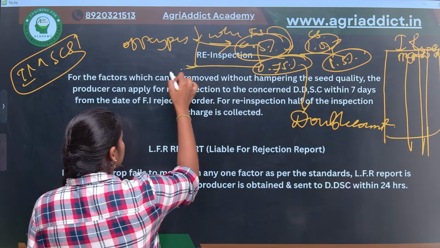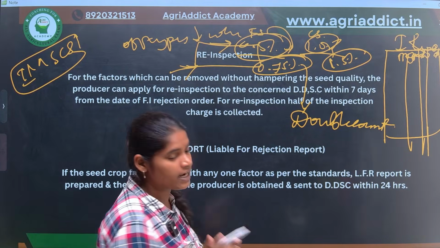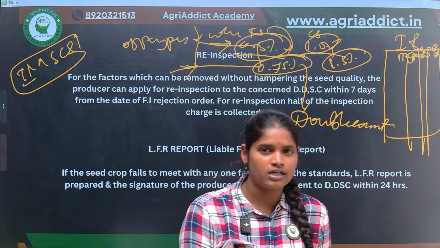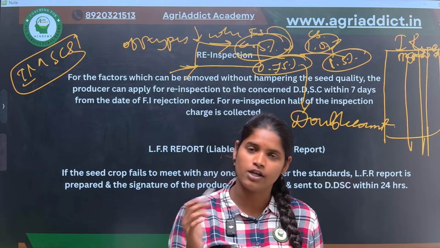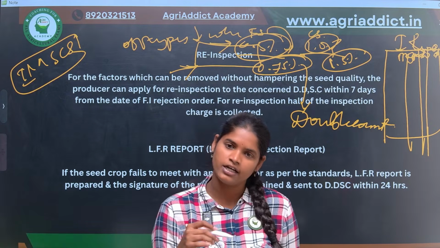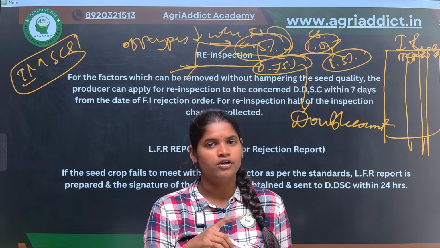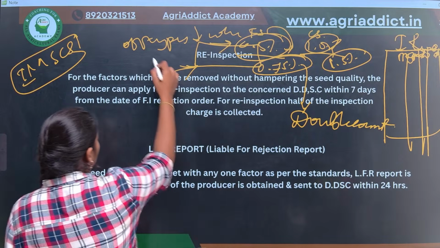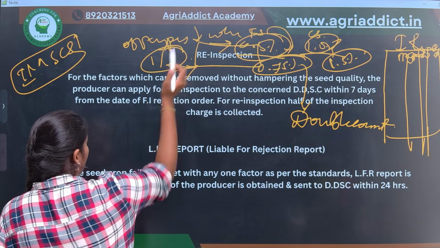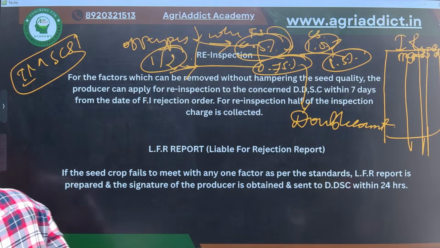Or sometimes, if there is any confusion between the producer and the certificate and that inspector, then the certification agency can intentionally go for re-inspection. One or 2 re-inspections it can go.